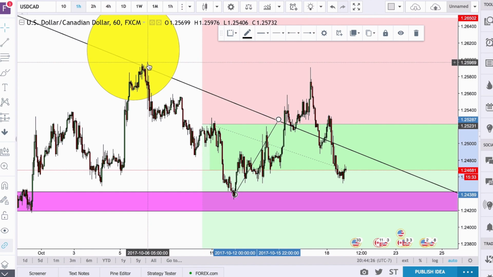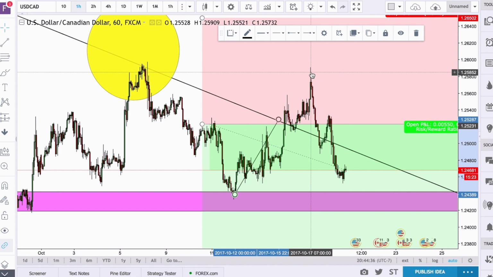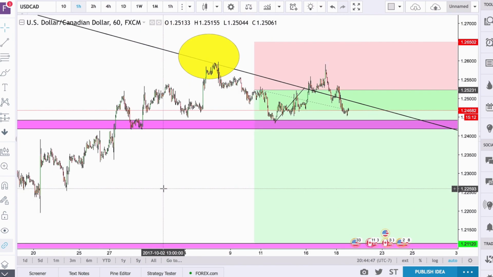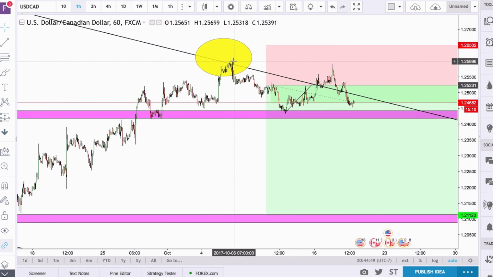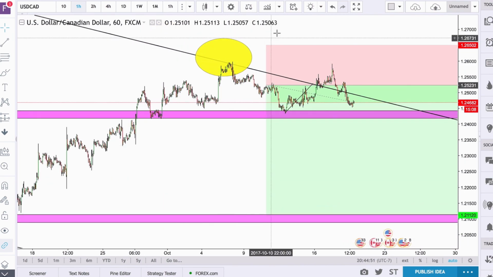The high here, which was, let's see here, 125.976, and the high today that we printed was 125.909, and this was yesterday, excuse me, not today. Now, my stop out level is 30 pips above this swing high here.